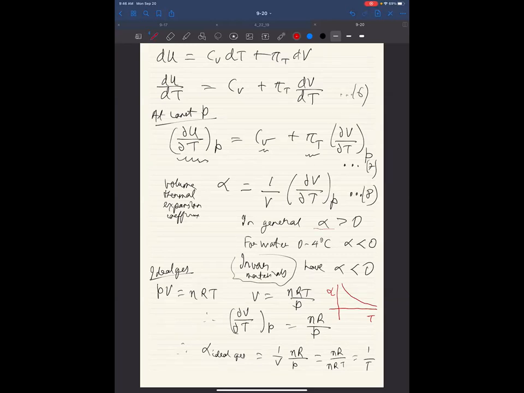But water can have alpha even negative. Invar materials can have alpha negative. So this is just a bit of an aside into what this thermal expansion coefficient is. Now let's go back to equation 7. I'll let you copy this before I change the page.